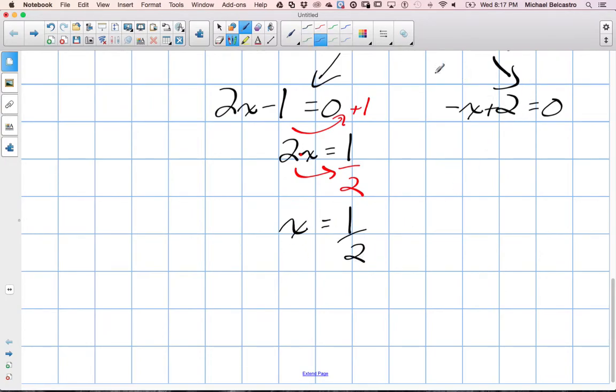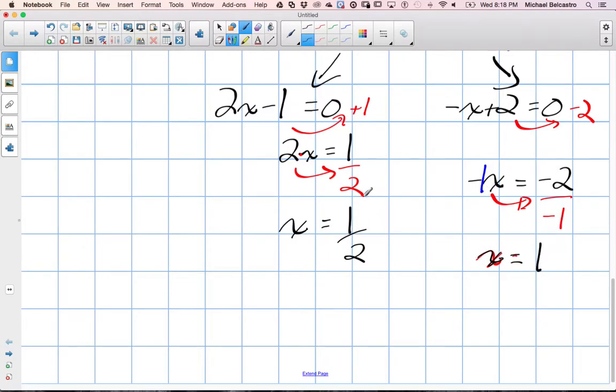And on this side, when we move 2 to the other side, it becomes negative 2. So we're left with negative x equals negative 2. And this negative x, think of it almost like it's negative 1. And to get x by itself, we always want x to be positive. We move it over by dividing by our negative 1. So x is equal to negative 2 divided by negative 1, which is positive 1.